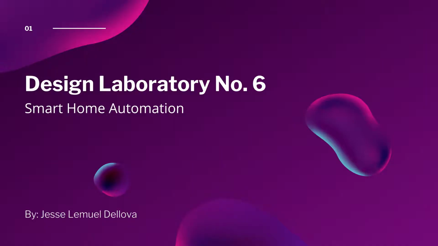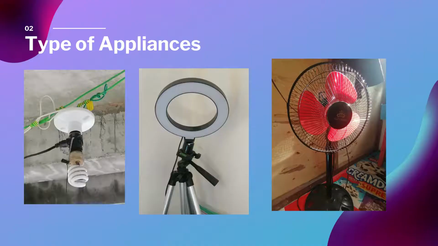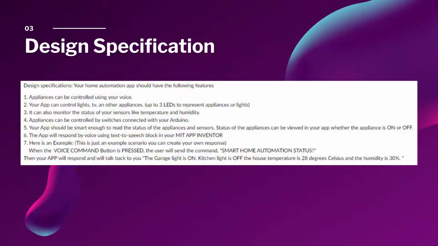So for today's video, I'm going to discuss the process and my output in design laboratory number 6, which is the smart home automation. The things or appliances I want to control are the two LED lights located in the first room and second room. Then the other one is my electric fan in my room. So I'm going to read first the design specification or the features of my target smart home automation output.